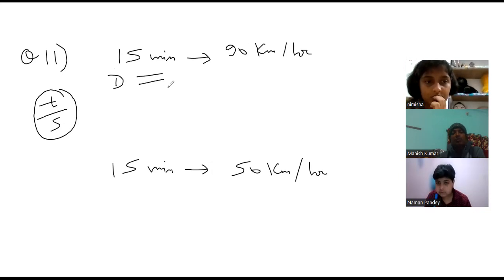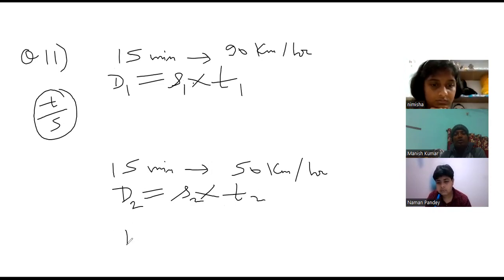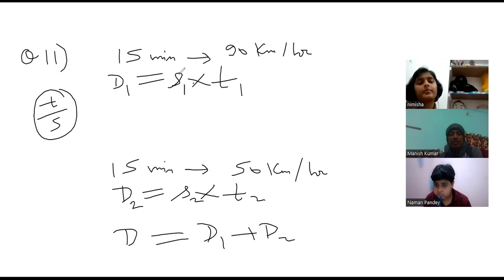So that formula only we will apply here. Distance is equal to speed into time. Here also distance will be equal to speed into time. For this case, we can write d1 s1 t1, and here we can write d2 s2 t2, and we have to find the total distance, which will be equal to d1 plus d2, isn't it? Yes, sir. Now here speed and time are given.